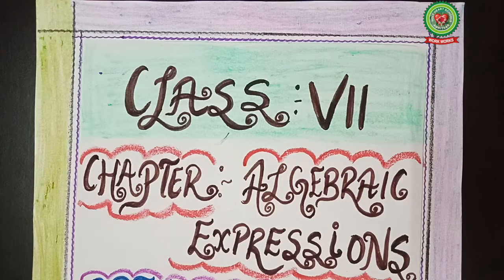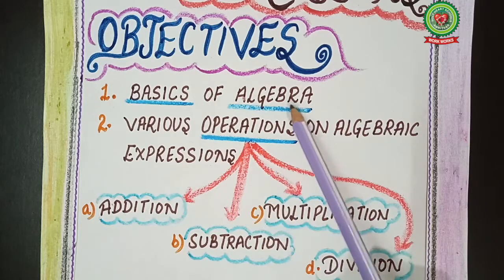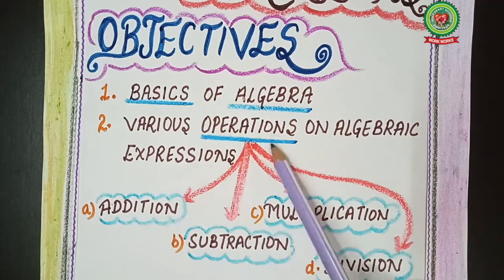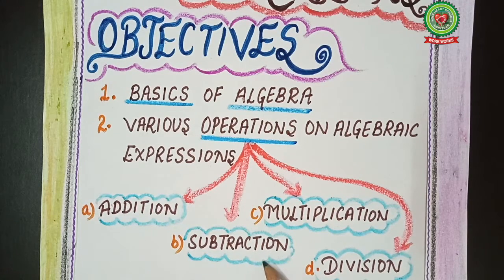Students, in this chapter algebraic expressions, we have already discussed the basics of algebra and part A, that is addition operation on algebraic expressions. In the last two videos we discussed subtraction of monomials as well as binomials. So today's video is going to be about subtraction of trinomials. So let's get started.